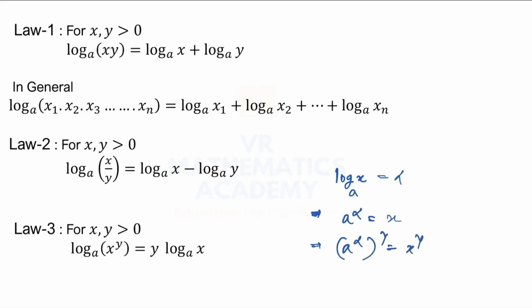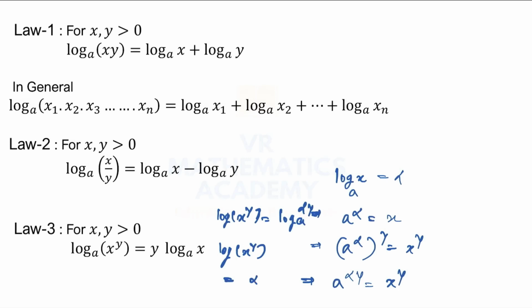So it will be a raised to the power alpha, power y, is equal to x raised to the power y, and can be written as a raised to the power alpha y is equal to x raised to the power y. Now taking log on both sides, we will get log of x raised to the power y is equal to log of a raised to the power alpha y. That is, log of x raised to the power y is equal to alpha into y, and we can put the value of alpha, so we will get y into log of x with base a. So this is the proof of law third.